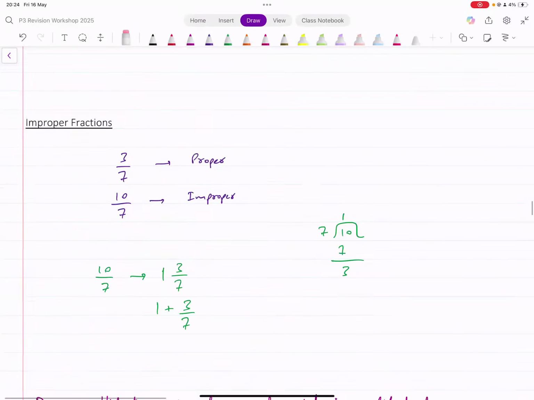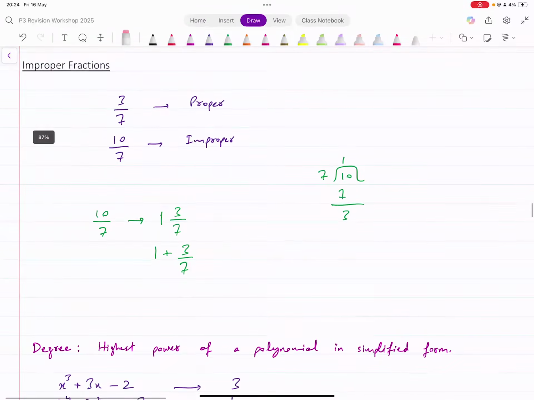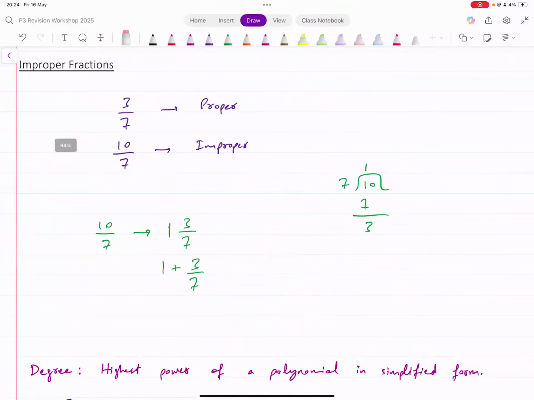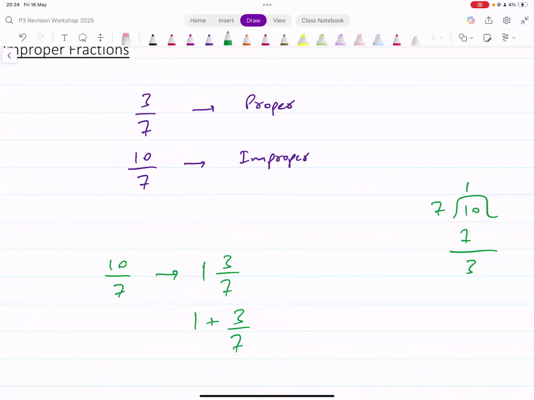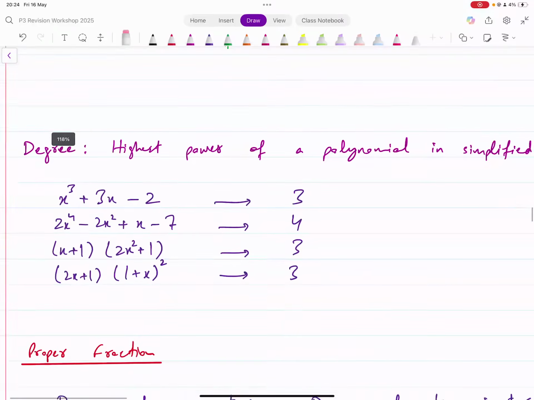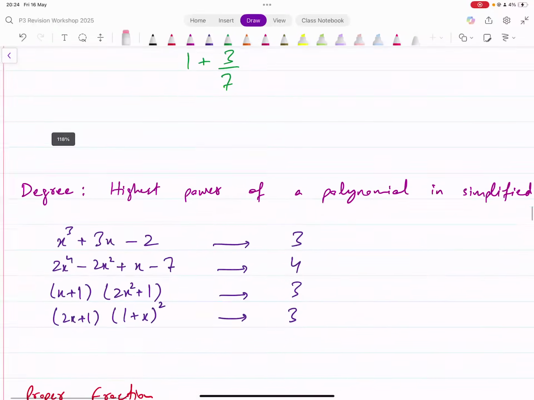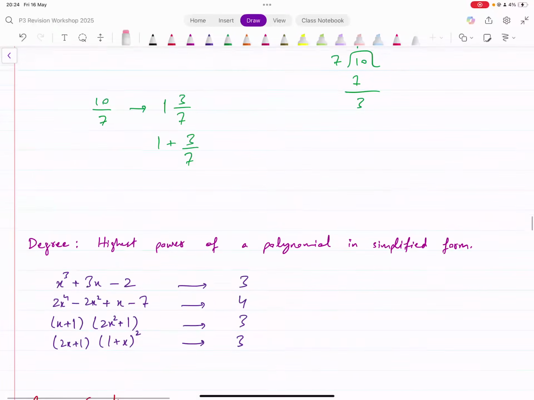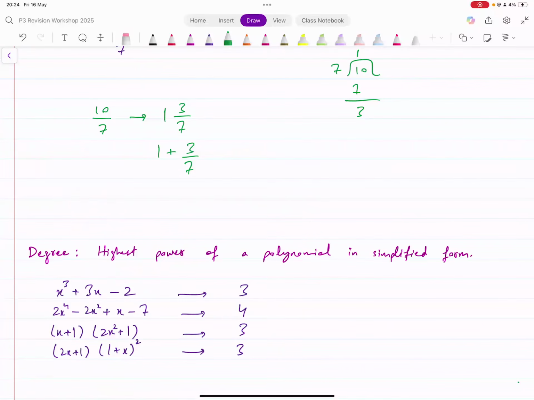All right. Okay. Now, what about improper fractions? You can have improper fractions as well. In numbers, improper fractions used to look like this. If the numerator was smaller, we used to call them proper fractions. If the numerator was bigger, we used to call them improper fractions. What about polynomials? In polynomials, first of all, you need to know what the degree of a polynomial is. Degree of a polynomial is the highest power of a polynomial in simplified form.